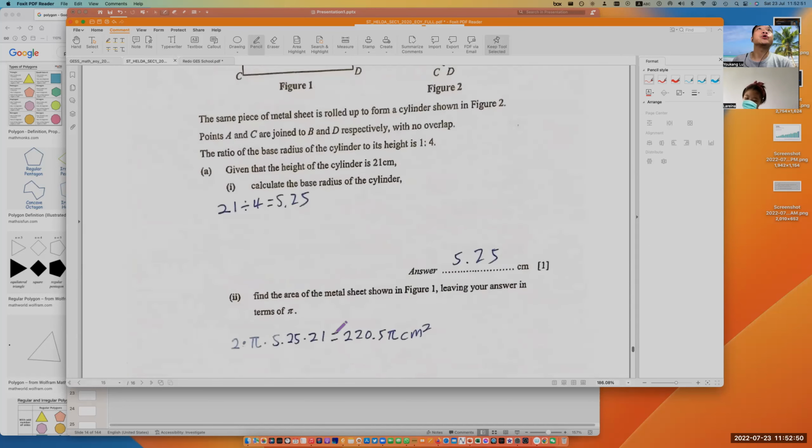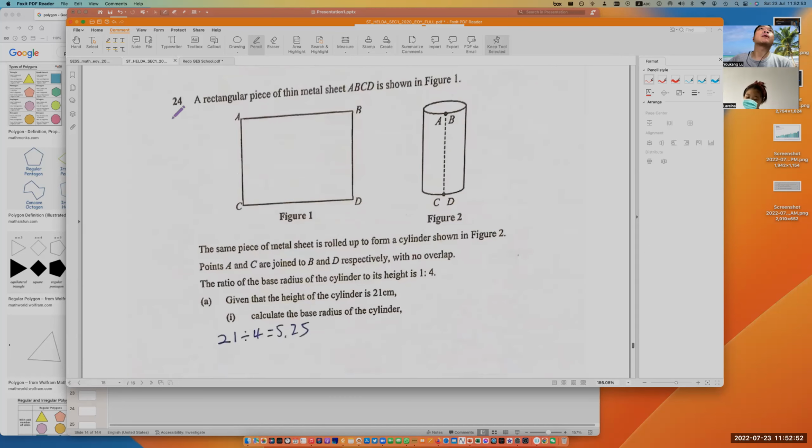Okay, let's talk about the last question, which is the cylinder. I think we talked about this before. So you are given a rectangle, and now you fold the rectangle into a cylinder. So in a way, this circumference is actually equal to, in this case, the length AB. Does it make sense? Yes.